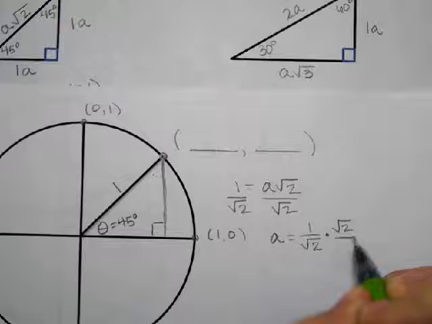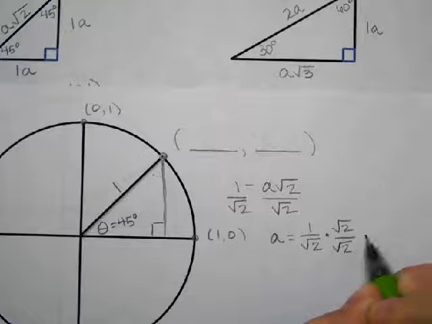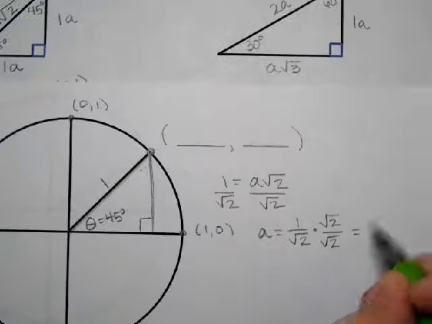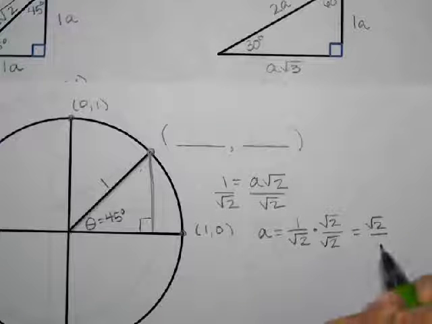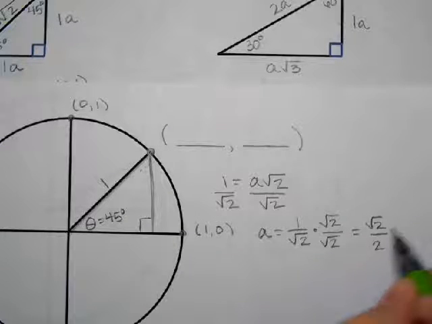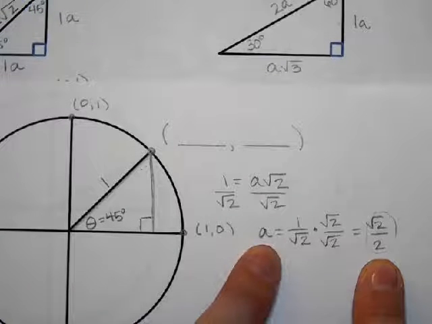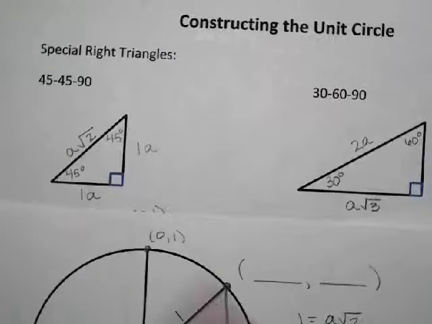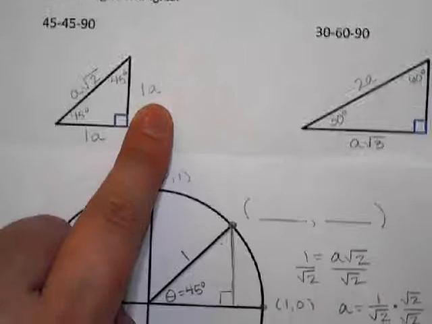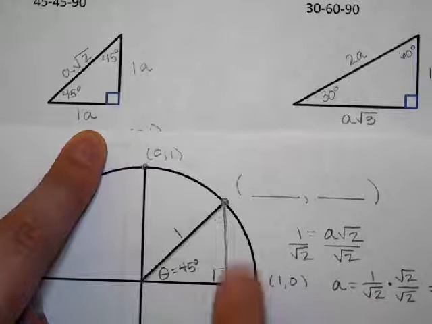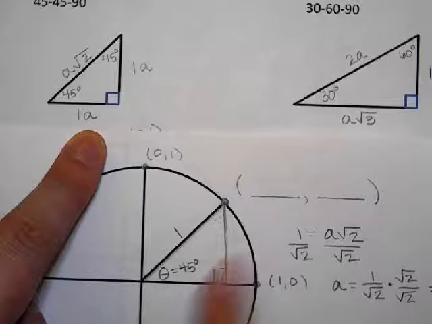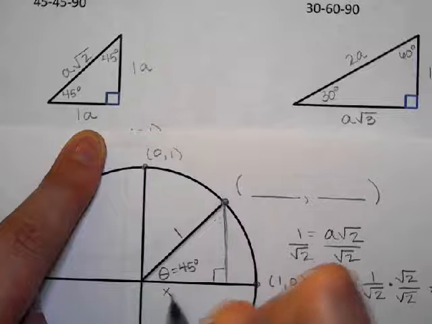So this is root 2 over 2. Okay. So root 2 over 2 is what our a value is. And so if this is our a value, and we go back and we compare it with our triangle that has our formulas up here, then what should we label these two sides? Yeah, so I'm going to say x equals root 2 over 2, y equals root 2 over 2.